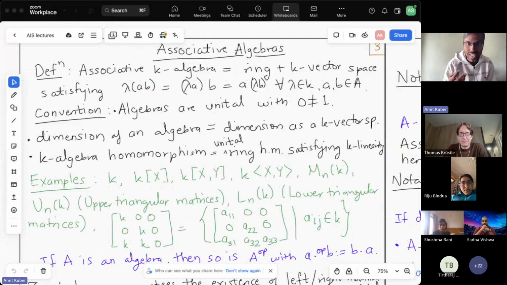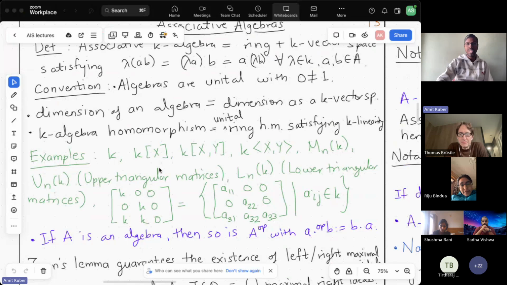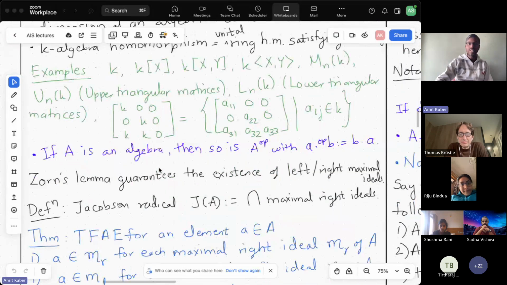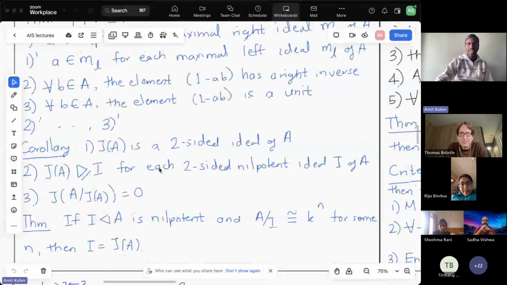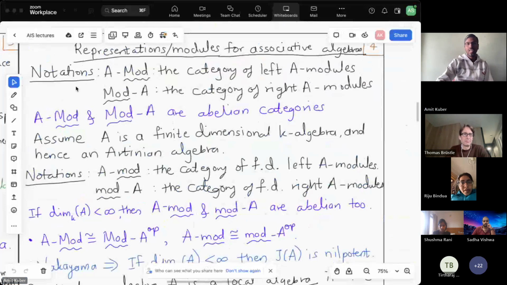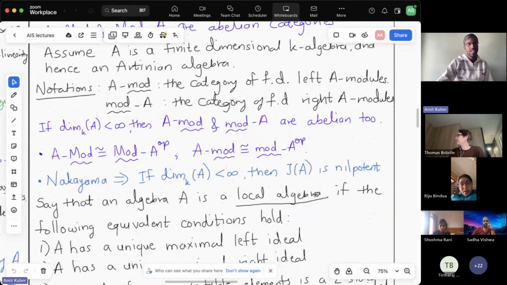So what's an associative algebra? It's simply a ring, which is also a vector space. We looked at some examples, and I'll come back to these examples. We looked at the concept of the Jacobson radical. And then we moved on to representations slash modules of such algebras. And we said that if we are working with finite dimensional algebras, then all the module categories which we can define, left modules, right modules, they are all abelian categories. So we have direct sums, kernels, co-kernels, etc.